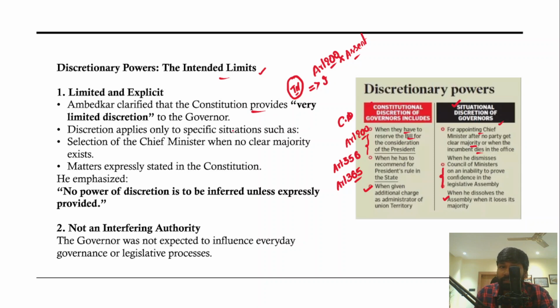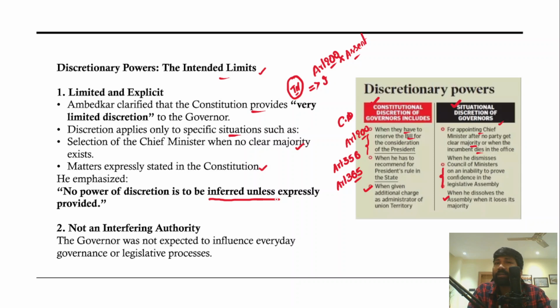And second thing, discretion applies only to specific situations. What are those specific situations? We have already discussed constitutional discretionary powers and situational discretionary powers, which, whether through a convention or through a constitutional provision, have been provided to the governor of a state. Because of that, the governor will have a very limited discretionary power, and that too extends only to those matters which are provided in the Constitution. No power of discretion is to be inferred unless specifically and expressly mentioned in these constitutional provisions.